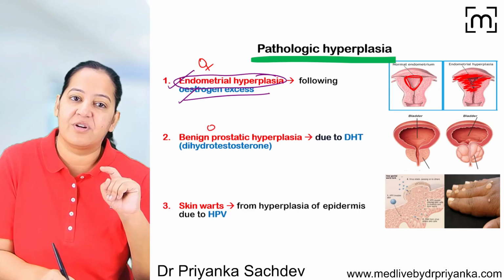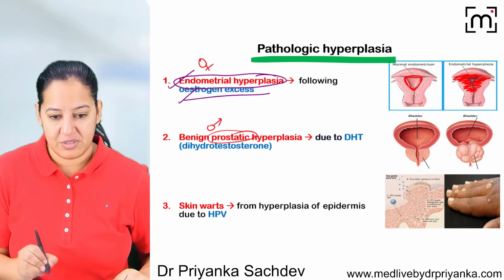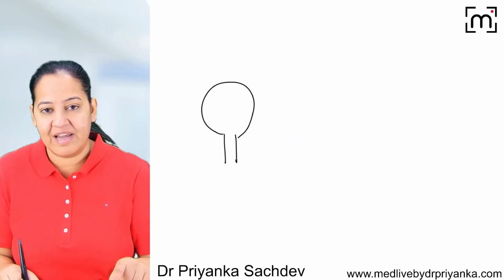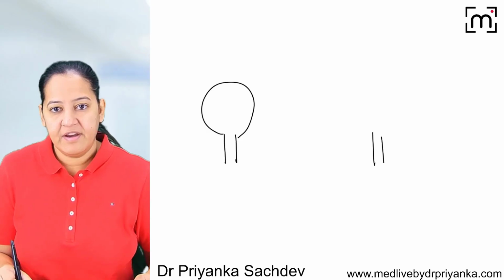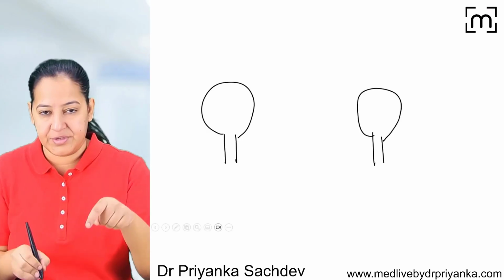Now tell me one disease which occurs only in males. The organ is the prostate. The males have a gland. The name of the gland is prostate gland. Here I am drawing the urinary bladder and the urethra. This is the urinary bladder and the urethra.